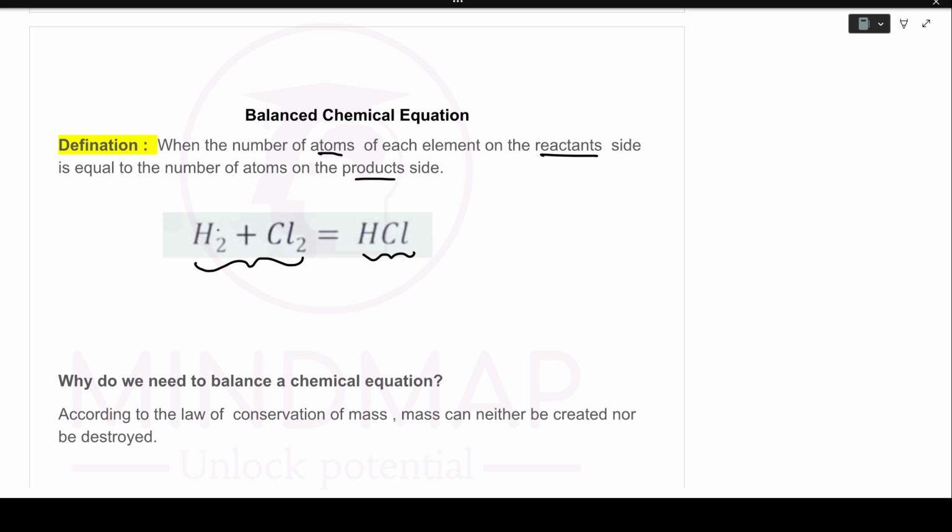Here see, H is 2, right? How many atoms of H? 2. But here on the product side you see it is only 1. So this is not balanced. How to balance? Make it 2.